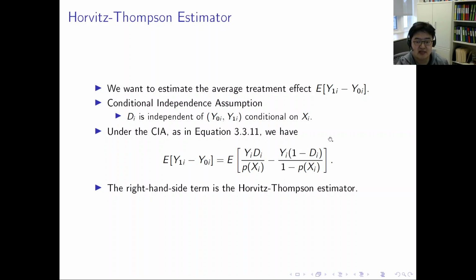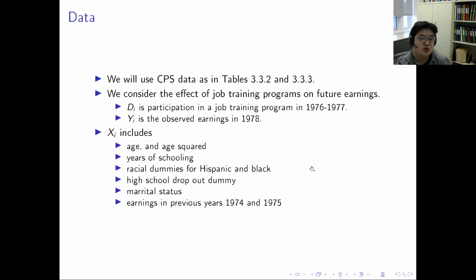We call the right-hand side term the Horvitz-Thompson estimator. We are going to calculate this average. It's some kind of expectation, so in the end it will be an average involving estimation of the propensity score as a preliminary estimator. The data we are going to use in this example is based on tables 3.3.2, 3.3.3 in the textbook.